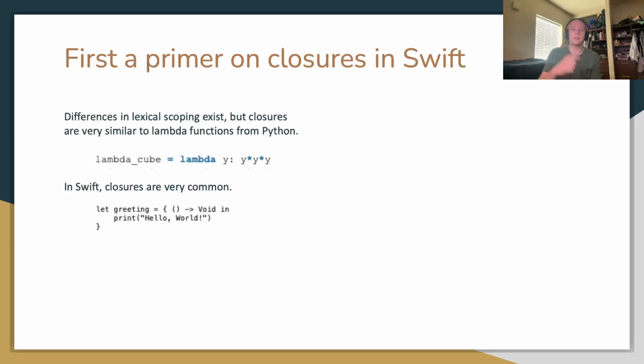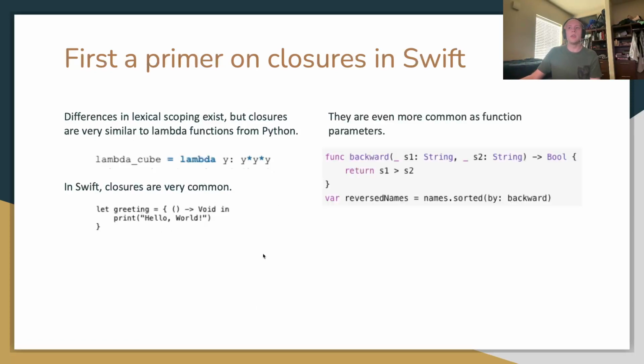We have something called closures. Closures are really similar to Lambda functions from Python. The only difference is which variables are visible, which are in the scope of that function. In closures, more variables are in the scope of those functions than Lambda functions. But the syntax is quite similar, as you can see. They're really common in Swift as function parameters.